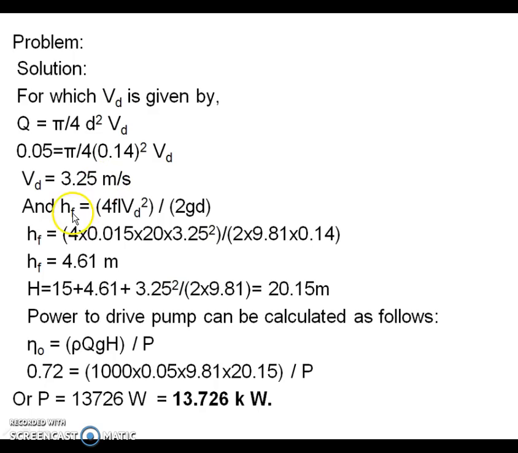Then HF is calculated as 4.61 meter. Subsequently, we calculate the total head as 20.15 meter. The power to drive the pump can now be calculated using this formula, and what we get is that the power required to be given to the pump will be 13.726 kilowatt.